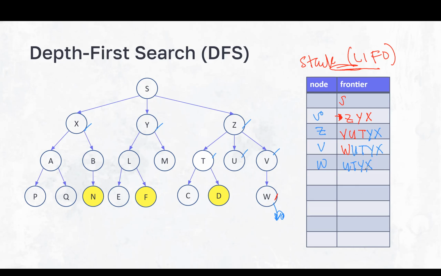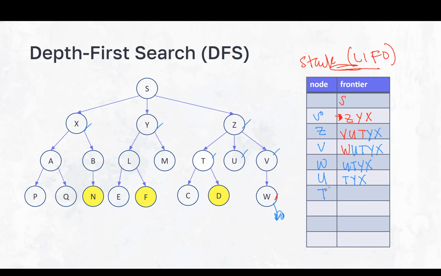There. Then next is U. So we remove U. U here doesn't have any neighbors. So nothing will be inserted, and we can just rewrite all the remaining nodes in our frontier. Then next is T.